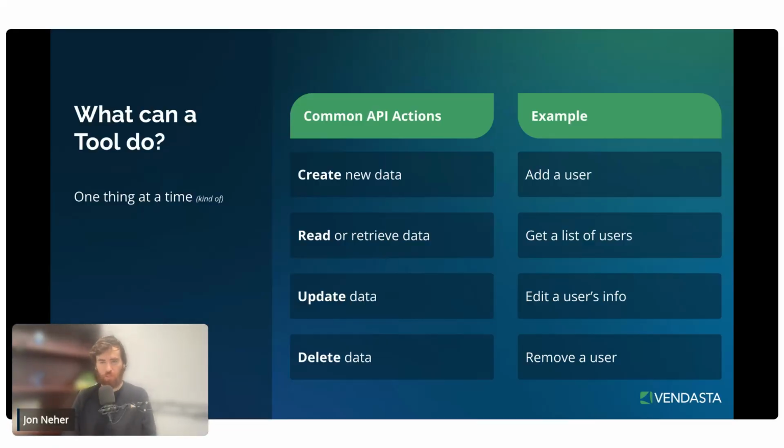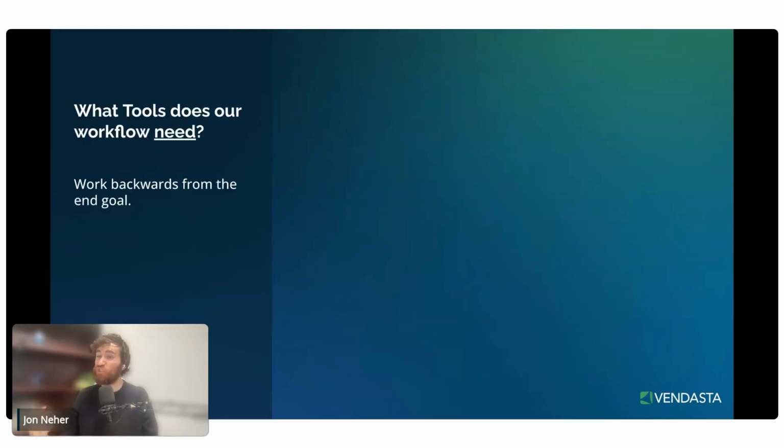So, okay, our tools can only do one thing at a time. We'll need to figure out what all of those one things are. You need to start with the end goal in mind to really figure out what those APIs might be that are needed for our workflow. So, for example, let's think about a really common use case where you're going to be trying to book an appointment. That is the end goal. We want an appointment booked.